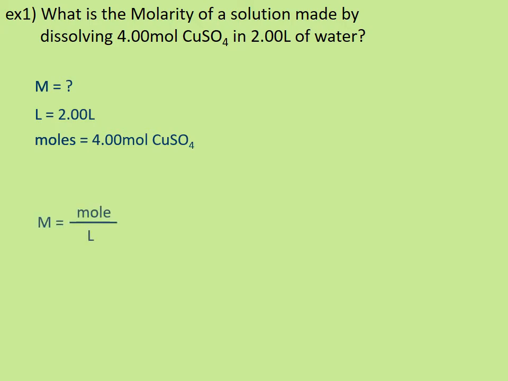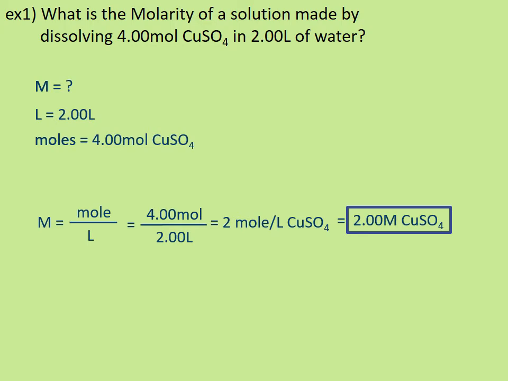When I write molarity equals moles over liters, I've already been given moles and liters, so I simply have to substitute in. So 4 divided by 2 gives me 2 moles per liter CuSO4, which I will write because I have 3 significant figures in both the numerator and the denominator. I will write it as 2.00 molar CuSO4.